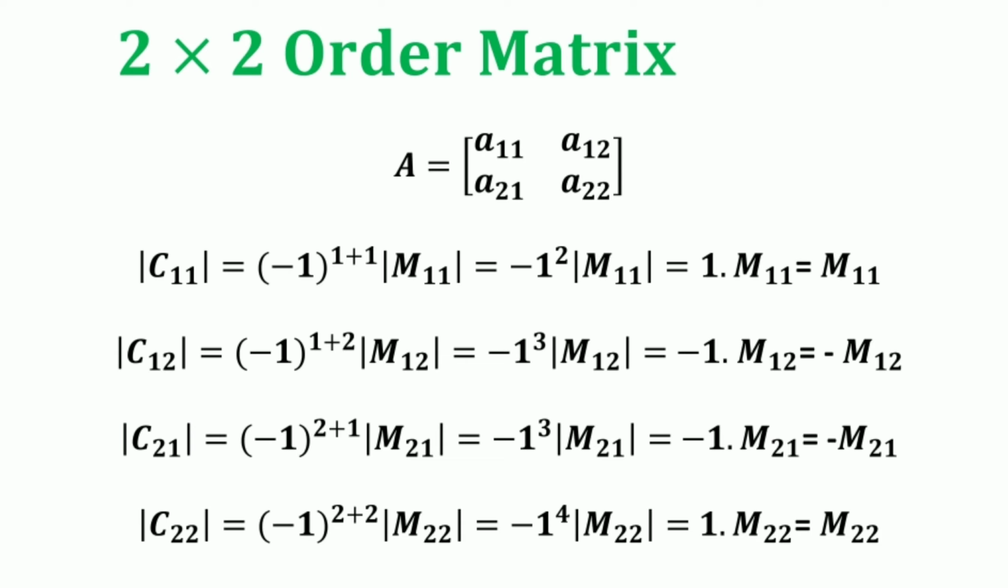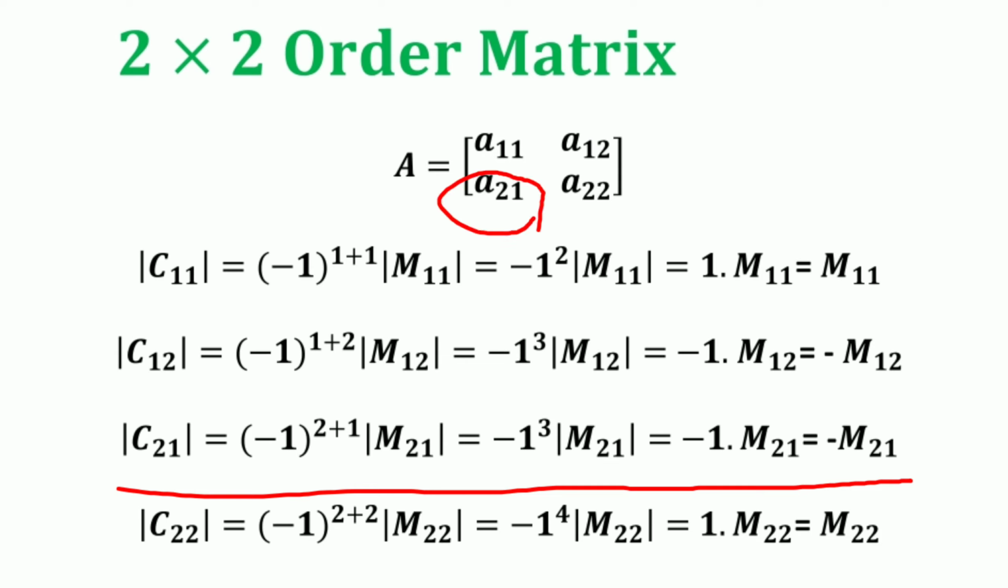Next one is cofactor C21, corresponding to the element A21, which is equal to minus 1 raised to the power 2 plus 1, that is second row and first column, into the corresponding minor M21, which is equal to minus 1 cubed into M21, that is minus 1 into M21, which is equal to minus M21.